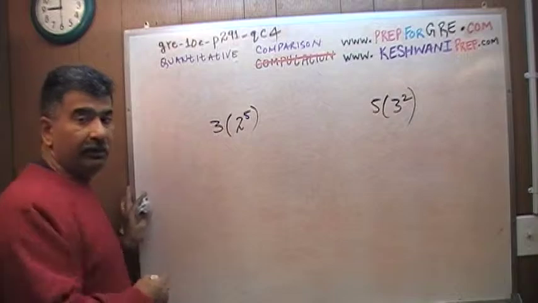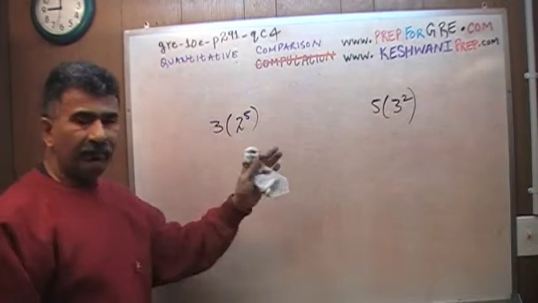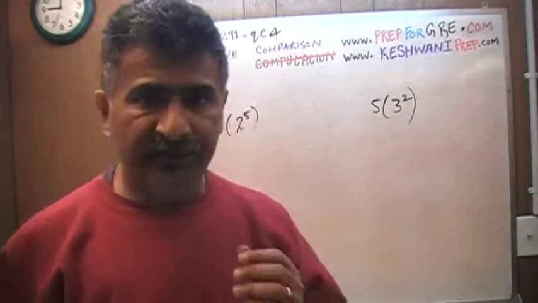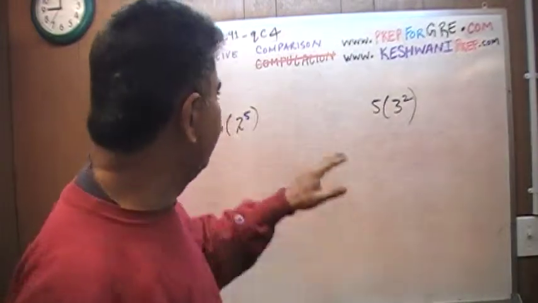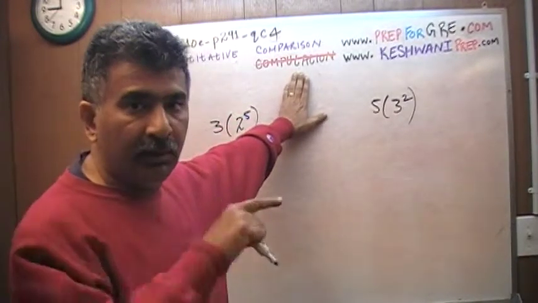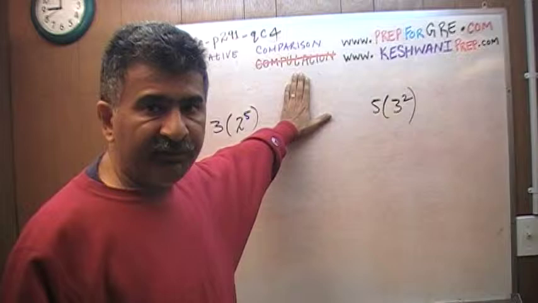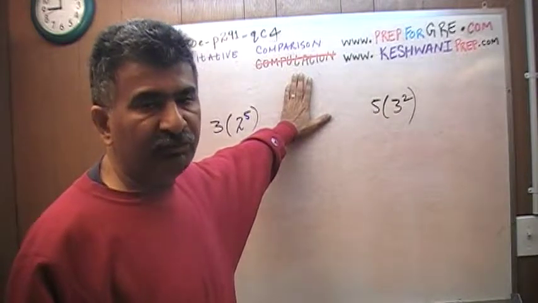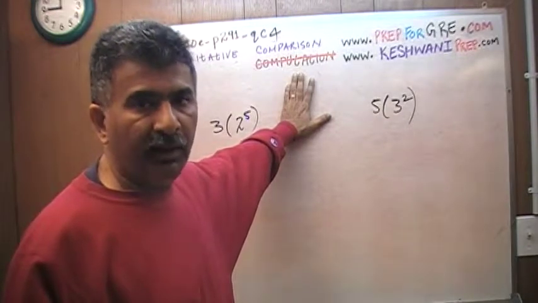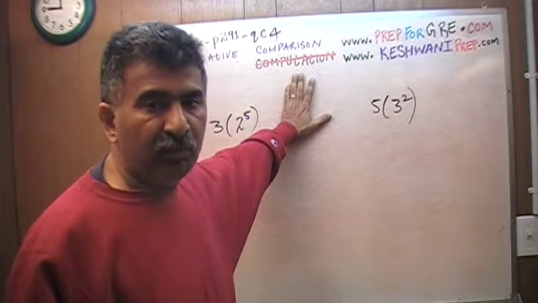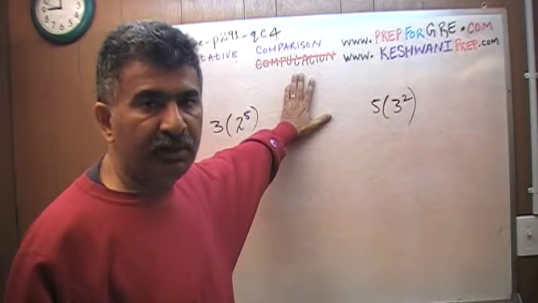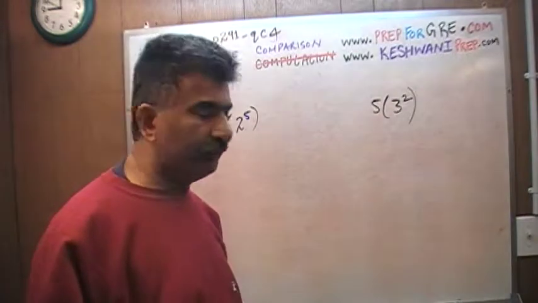So the easiest and simplest thing: don't try to figure out this whole thing. These questions are not called quantitative computation. That's why I write down the word computation and then cross it out, to emphasize that these are not computations. These questions are called quantitative comparison, and hence one is expected to compare the two columns, not compute them.